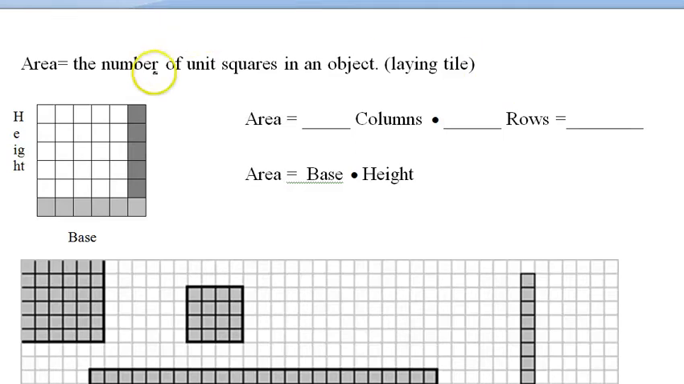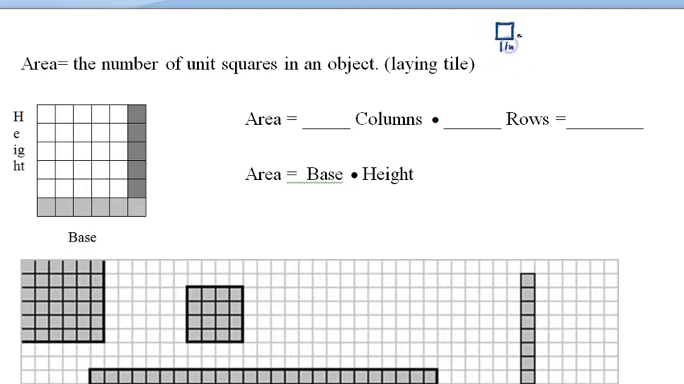Alright, area. Area is the number of unit squares in an object. If you pick any object, any shape, it's the number of squares you can put into it. And we measure those based on its dimensions. So for an inch, you think, well, what size square is that?